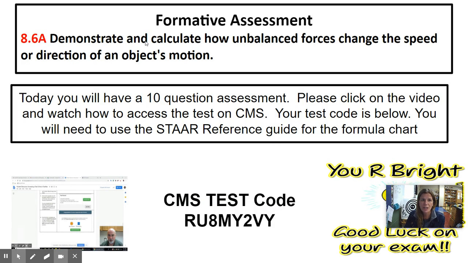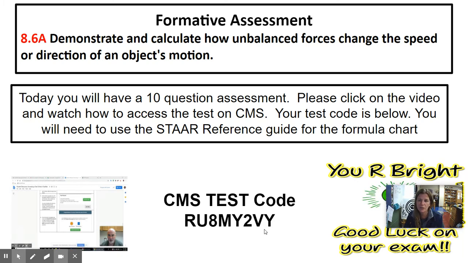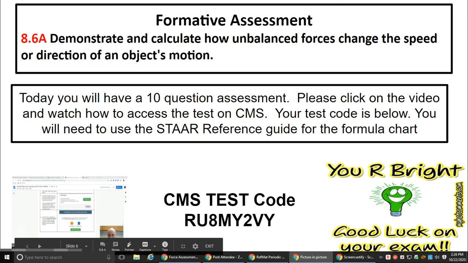So your assessment today is on demonstrating and calculating how unbalanced forces change the speed or direction of an object's motion. You have 10 questions. Please click on the video to watch how to access a test on CMS if you're not sure. This is your test code here below. You'll need to use your STAAR reference guide for your formula chart.